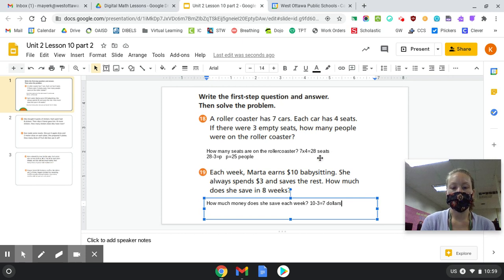The question is, how much does she save in 8 weeks? I'm ready for step 2, so let me enter down in my text box. So if she saves $7 each week, how much will she save in 8 weeks? Think about how to figure that out.